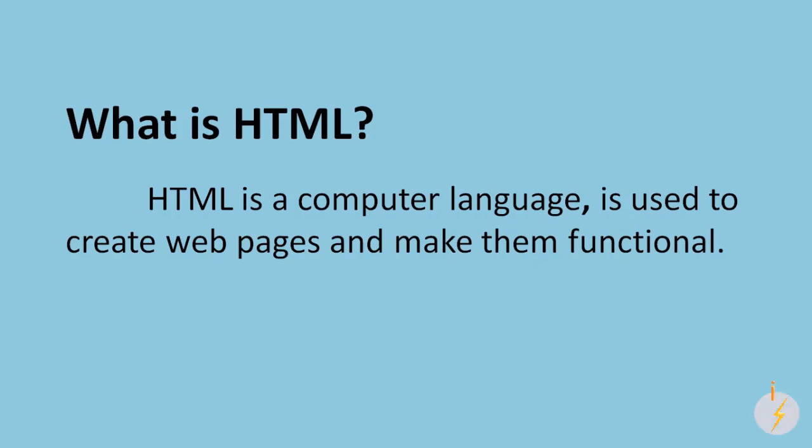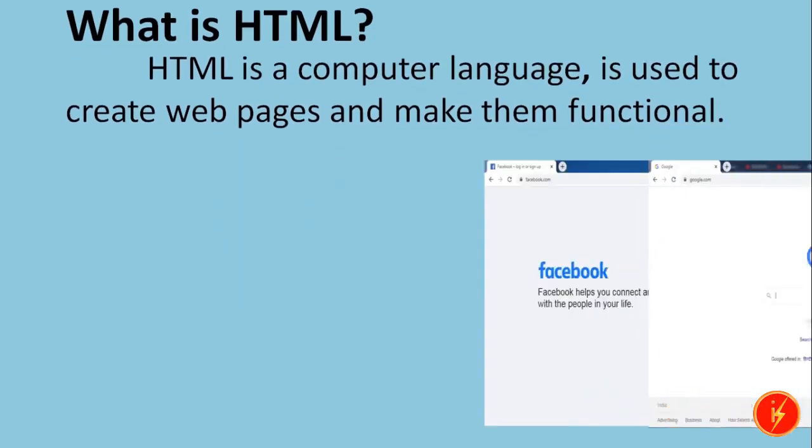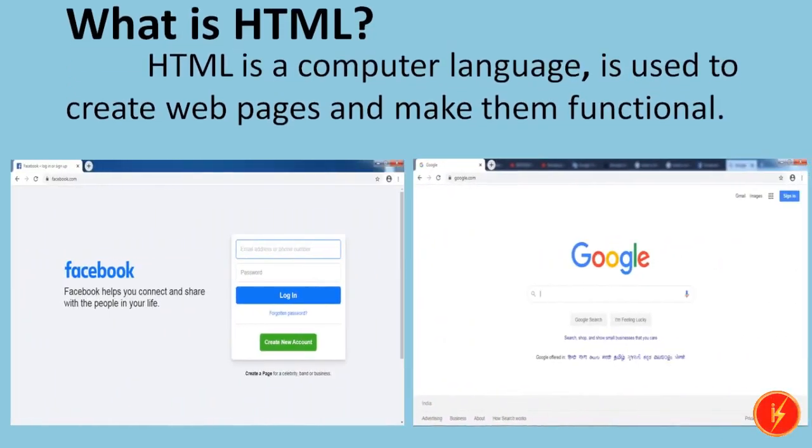A web page is a document connected to the World Wide Web. A web page contains text, images, videos, buttons, etc. We can see these web pages in an internet browser. I am going to show you two examples: the Facebook login page and the Google search engine page. As you can see in these examples, web pages contain text, buttons, etc. and those are displayed in an internet browser.